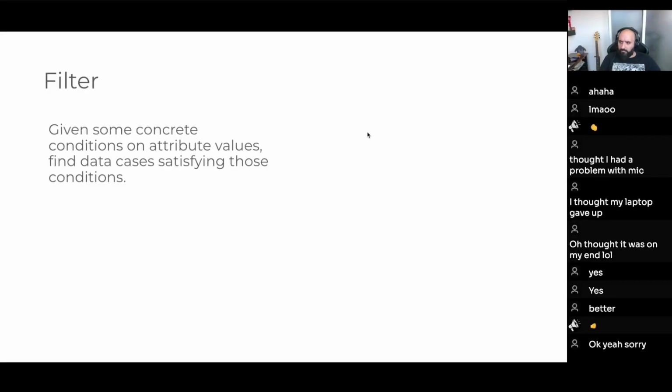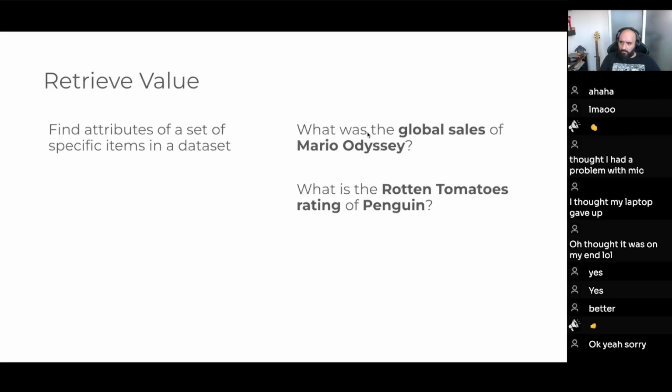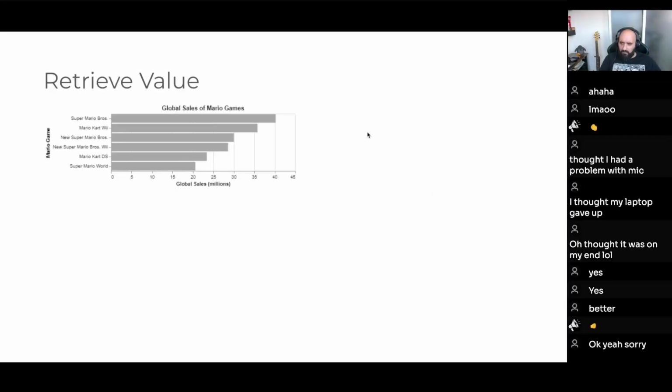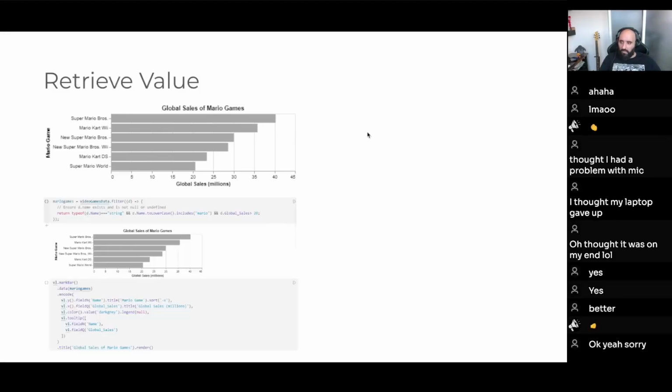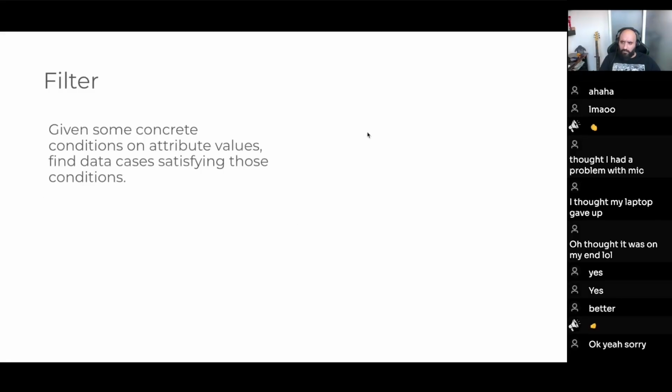What else can we do? So we learned about retrieving values, which is to find attributes of a set of specific items in a data set. So we now retrieved the values of Mario games that had global sales of more than 20 million. Okay? And this is how we created it. Now we can also filter. Visualization can help us filter information. Given some concrete conditions on attribute values, find data cases satisfying those conditions.